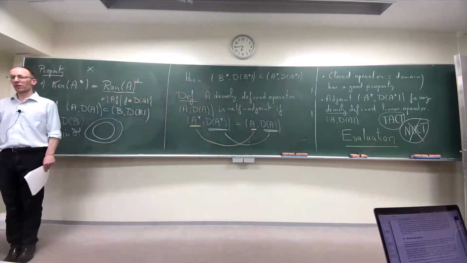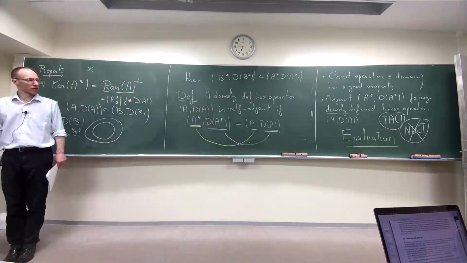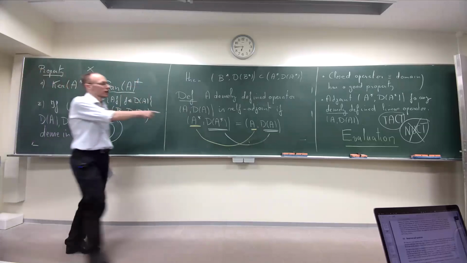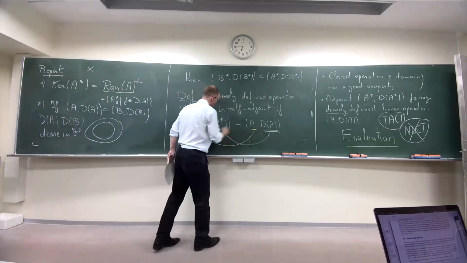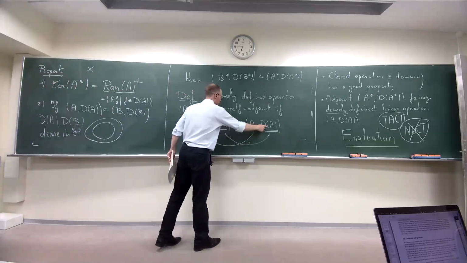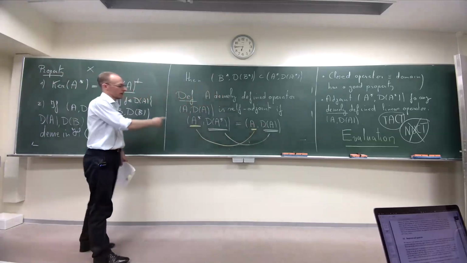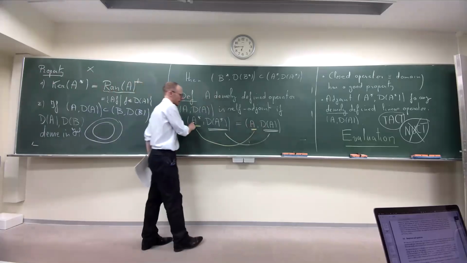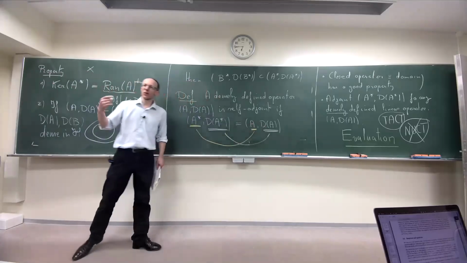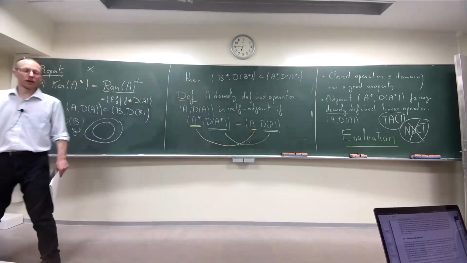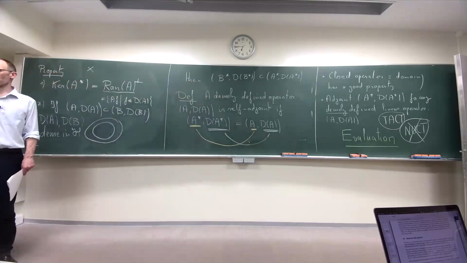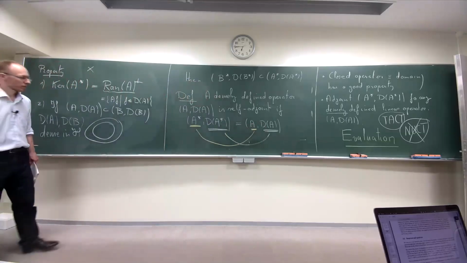Of course, if the operator is bounded, the domain is the entire Hilbert space. So these two would be the entire Hilbert space. You only need to check that A* is A. And this is already what I mentioned for a bounded self-adjoint operator. Okay.